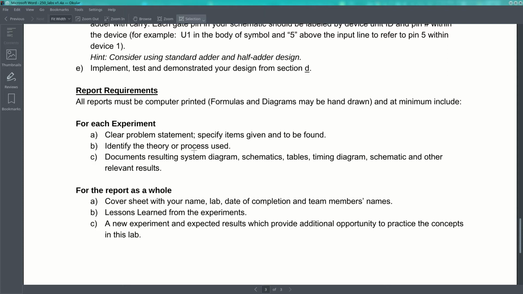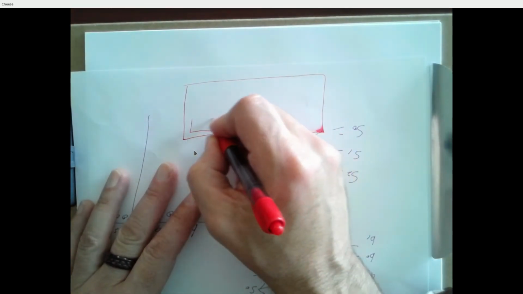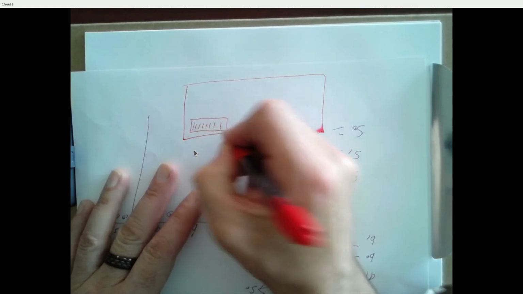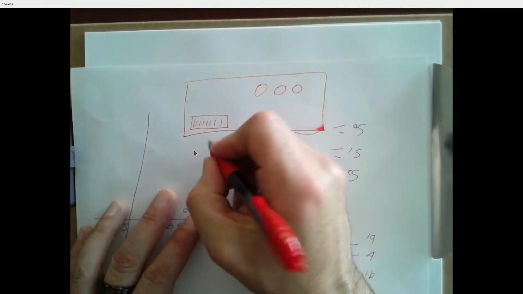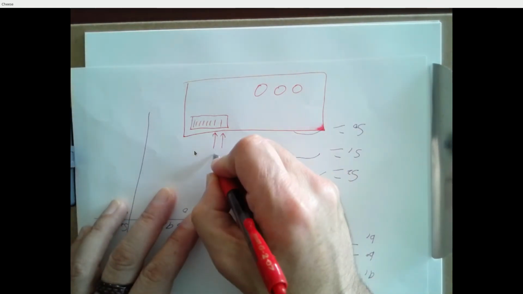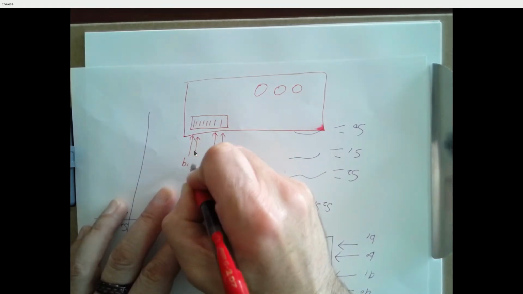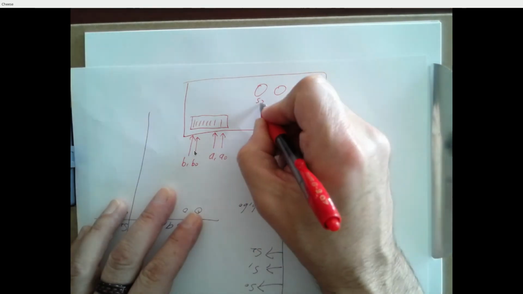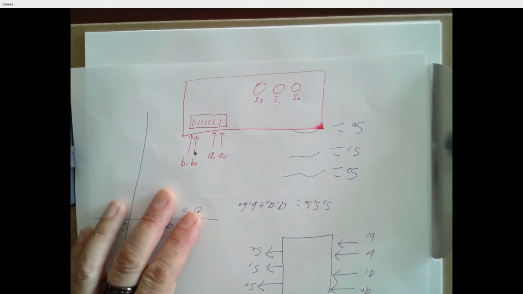Let me make a suggestion. When you lay this thing out on a proto board, and you've got your block of switches, and you've got, let's say, some LEDs, it's really helpful if you lay these switches out. So for example, this is A1 and A0, and these 2 switches over here are B1 and B0, and this is S2 and S1 and S0. If you physically lay them out in this way, your testing is going to be a lot quicker.